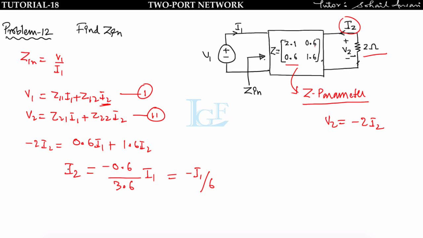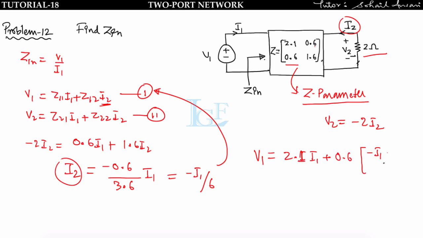Now put the value of I2 in equation first, you will get V1 is equal to Z11, that is 2.1 I1, plus Z12, that is 0.6 I2, that is equal to minus I1 by 6. So finally 2.1 I1 minus 0.1 I1. So V1 upon I1, that is equal to Zin is equal to 2 ohm.